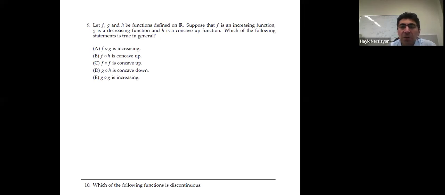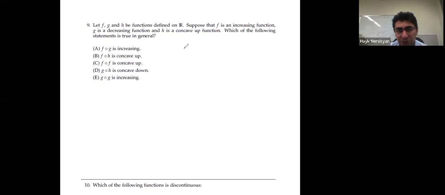F, G, H are functions defined on R. F is an increasing function, G decreasing, H concave up. Which of the following statements is true? Okay. What can we say about the composition of F and G? Is it increasing or not?